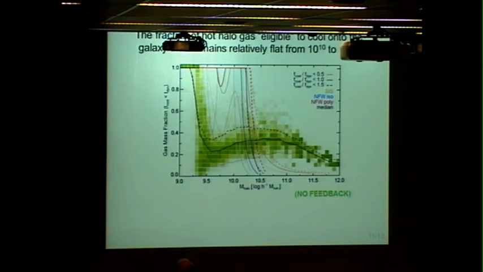This is the fraction of gas in halos whose cooling time is shorter than its dynamical time. So in the simulation, this is the black line from the simulation. This drops at very low halo masses, and it's relatively constant from about 10 to the 10 to 10 to the 12. And these colored lines are very simple theoretical models given different density profiles.